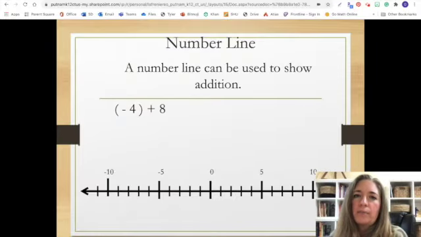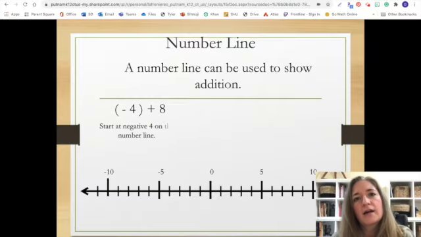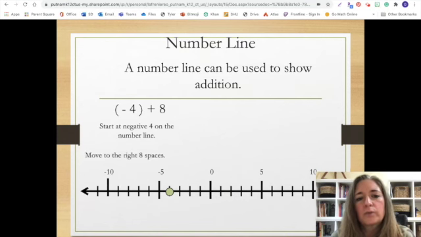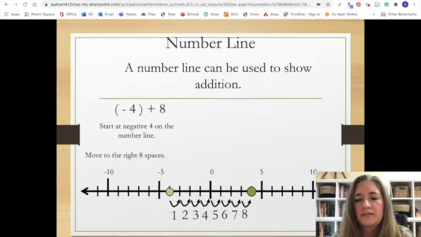So -4 plus 8. To do this with the number line, you start at -4 and you would put a little dot there. And then you would move to the right 8 spaces because of that plus 8. So we're going to do 1, 2, 3, 4, 5, 6, 7, 8. And it moves to 4. So our answer for this one is 4.